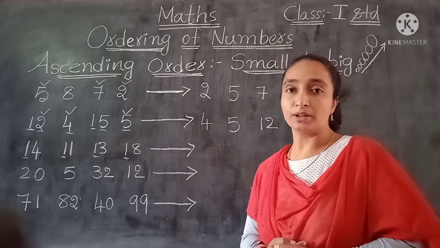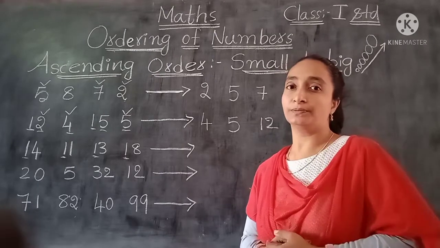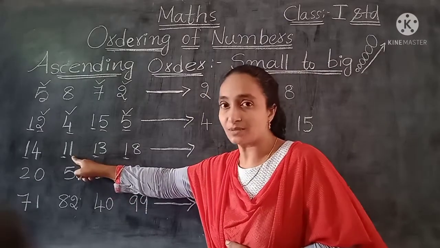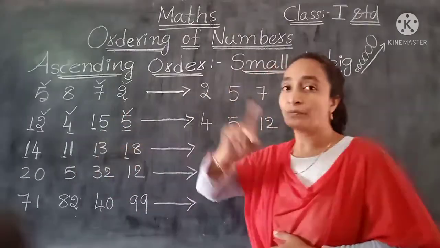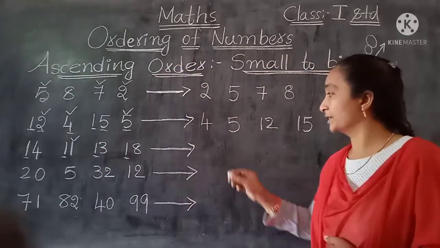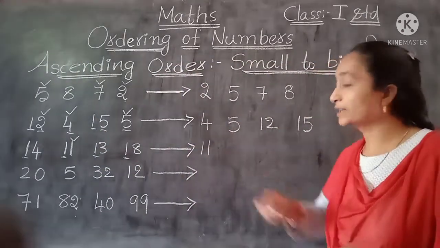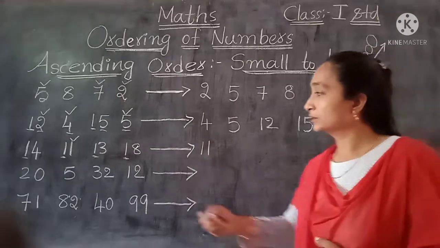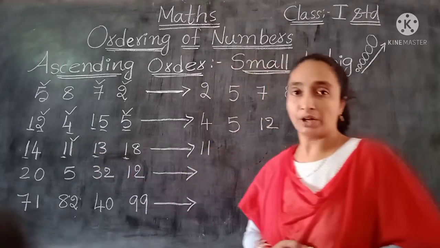Now among the 4 numbers we want only the small number. So what will be the least number? Yes, 1 is the small. Among all these numbers, 1 is the small. So this number you can give a small tick mark, and here we can write 1 1, 11. Now 1 number completed.